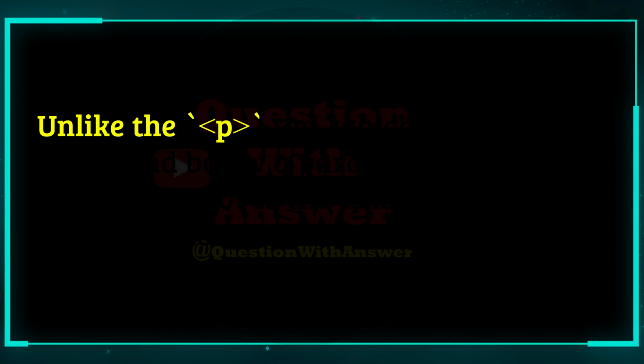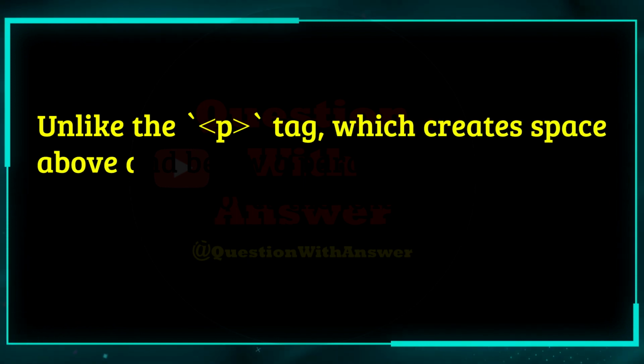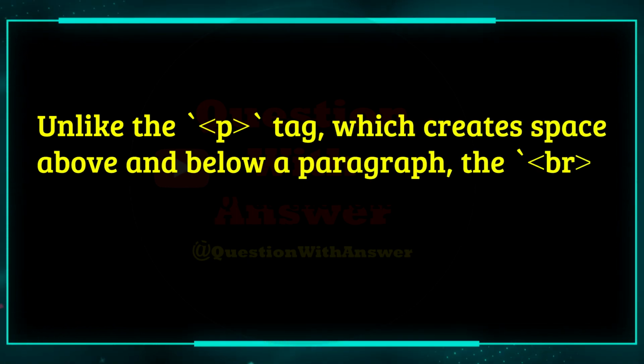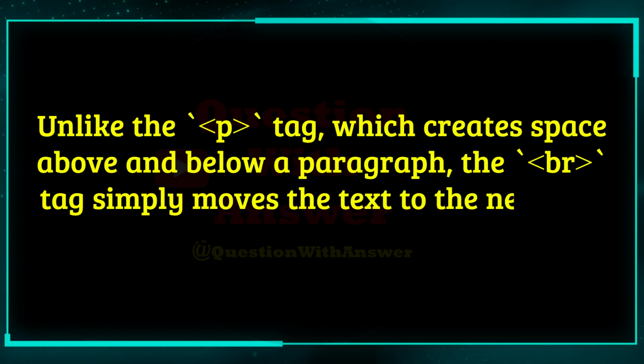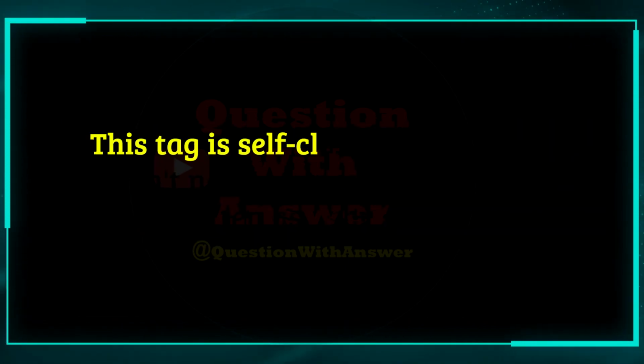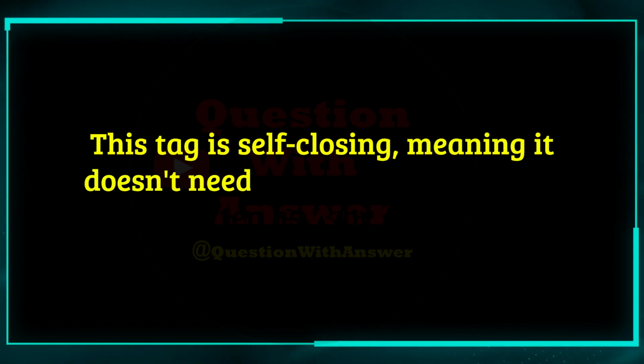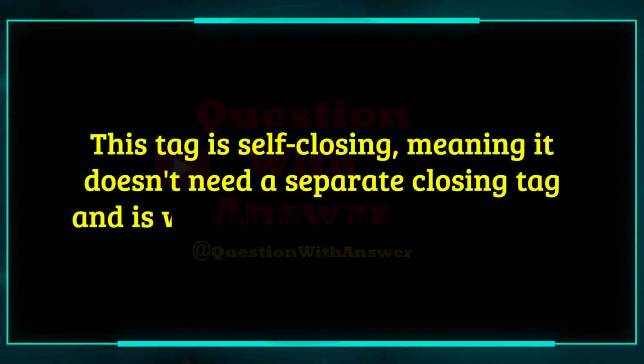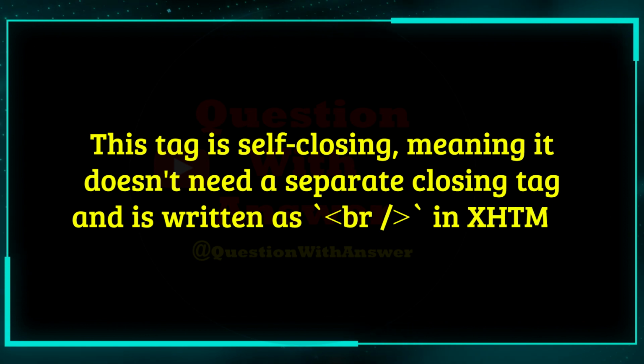Unlike the p tag, which creates space above and below a paragraph, the br tag simply moves the text to the next line without additional spacing. This tag is self-closing, meaning it doesn't need a separate closing tag and is written as <br /> in XHTML.